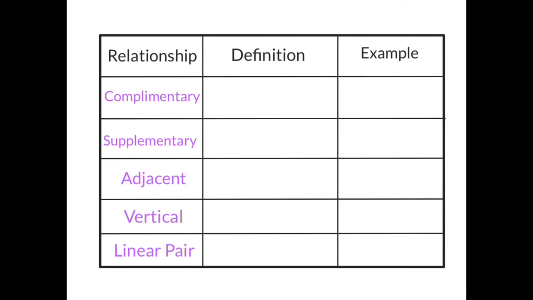Okay, I just wanted to go ahead and add a little summary of what has been talked about these last 2 lessons. Complementary and supplementary are the new ones in this video, but adjacent, vertical, and linear pair were talked about in the last one. So this is what the focus will be on the next assignment, and this is just the angle relationships in summary.